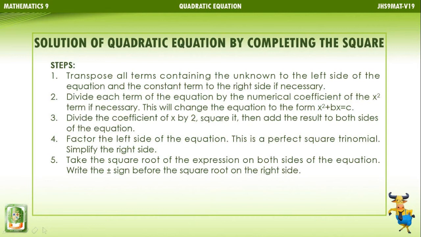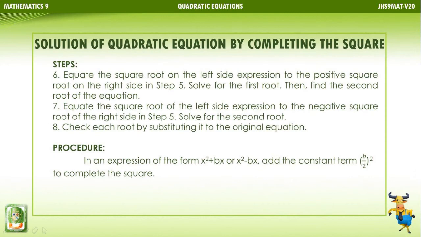This is a perfect square trinomial. Simplify the right side. Step 5. Take the square root of the expression on both sides of the equation. Write the plus or minus sign before the square root on the right side. Step 6. Equate the square root on the left side expression to the positive square root on the right side in step 5. Solve for the first root. Then, find the second root of the equation. Step 7. Equate the square root of the left side expression to the negative square root of the right side in Step 5. Solve for the second root.